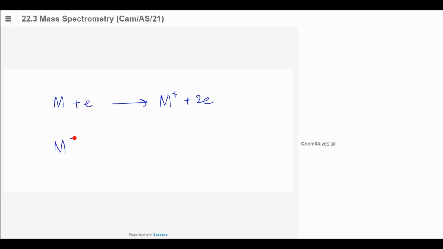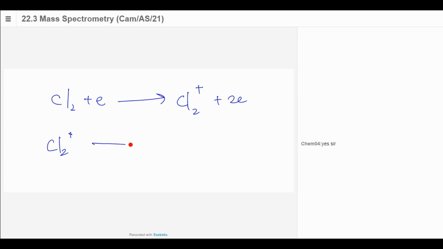And some of it breaks down into an atomic ion and a free radical, which means, for example, if you have a chlorine molecule, an electron from the electron gun bombards the chlorine molecule and forms a chlorine molecule ion. And this chlorine molecule ion is unstable. It breaks down into an atomic ion and a free radical. This is a free radical. This dot represents the unpaired electron of chlorine, right?